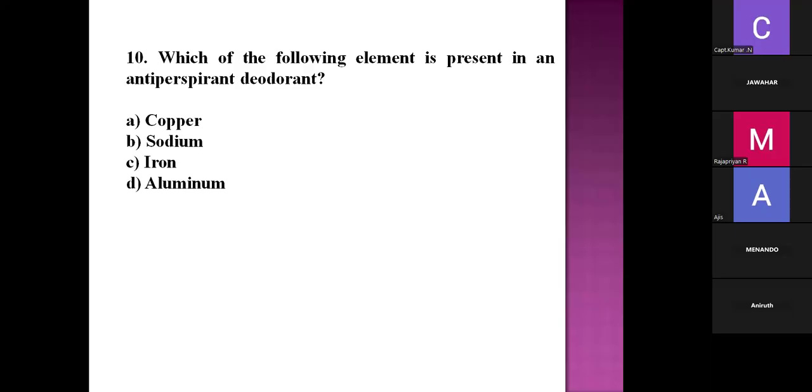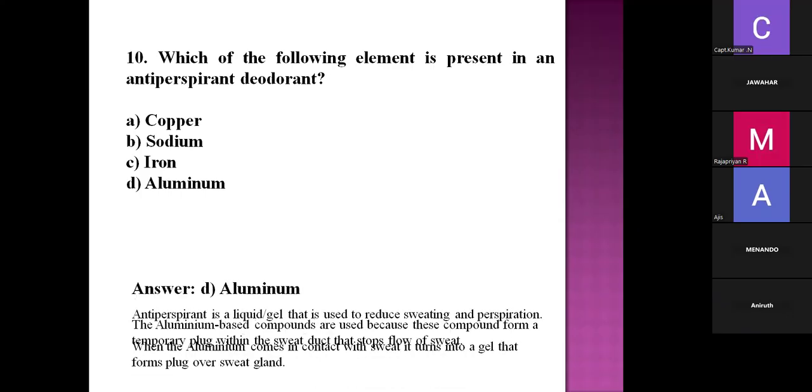Which of the following elements is present in an antiperspirant deodorant? A. Copper. B. Sodium. C. Iron. D. Aluminum. What is the correct answer? Correct answer is D. Aluminum.